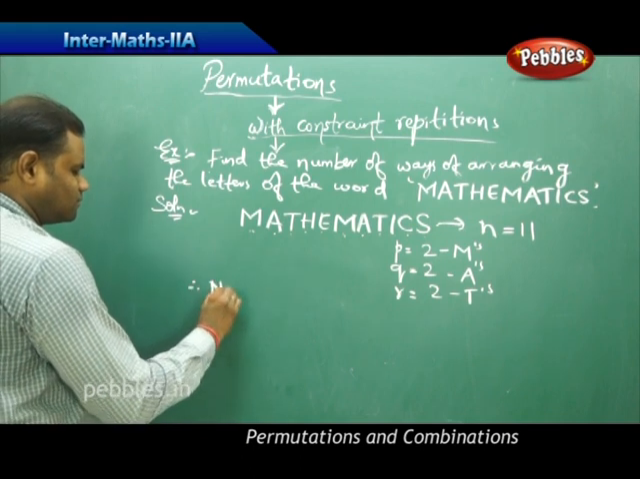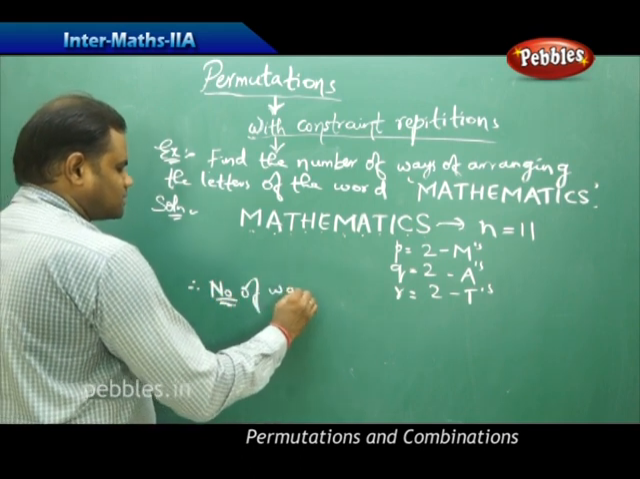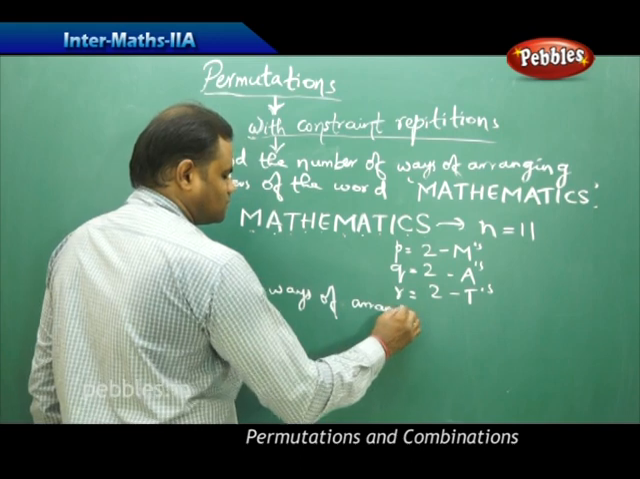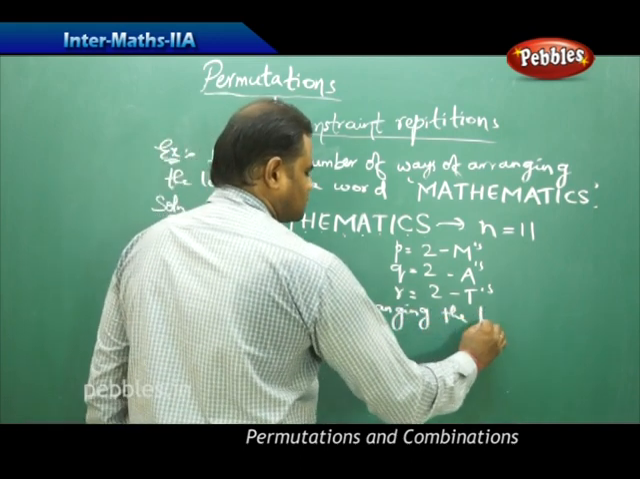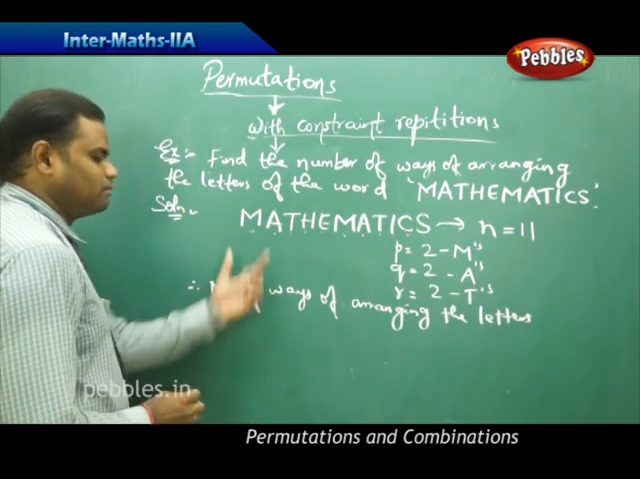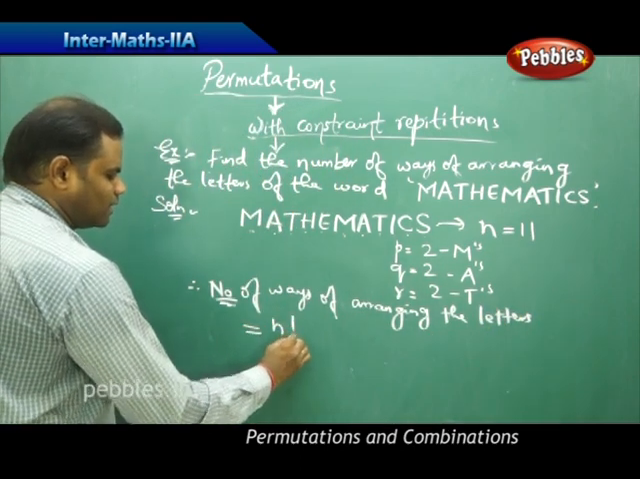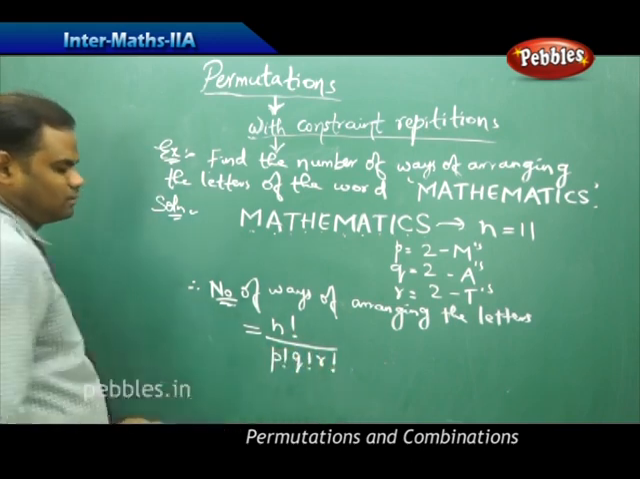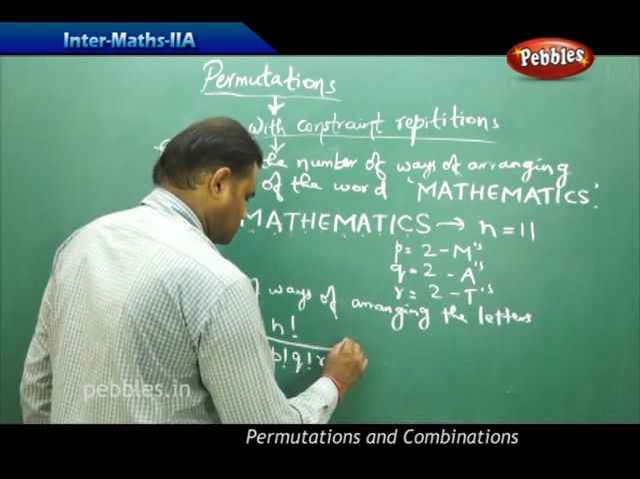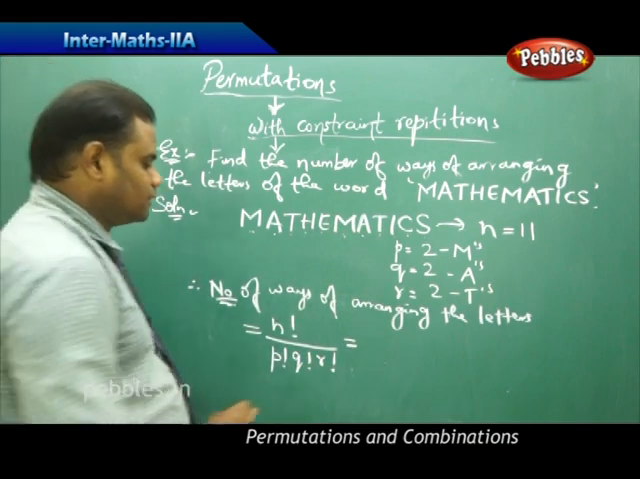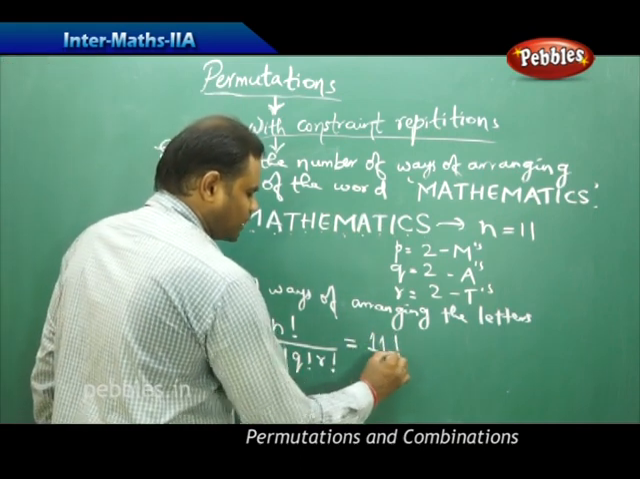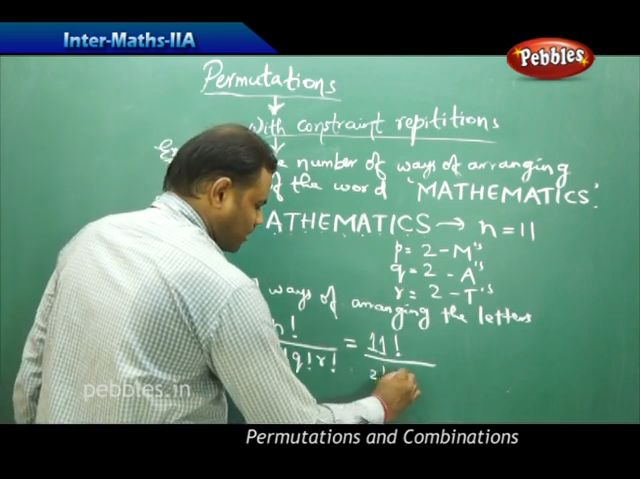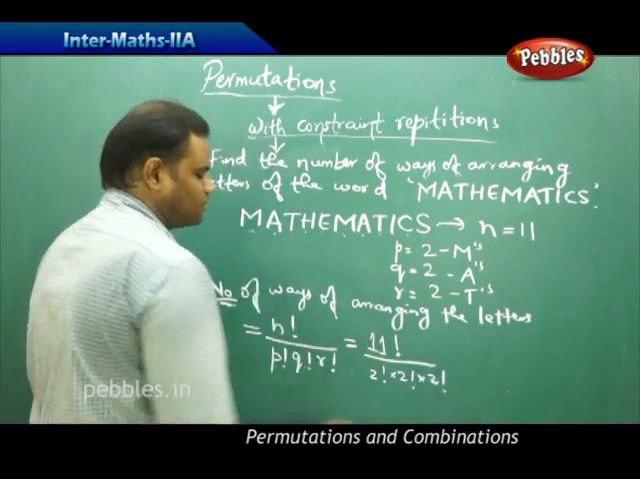Therefore, the number of ways of arranging the letters of the word mathematics is given by the formula n factorial by P, Q, and R factorial, is how we get the formula. Now here n is clearly 11, so I get this as 11 factorial by P factorial, which is 2, Q factorial, which is 2, and R factorial, which is also 2.